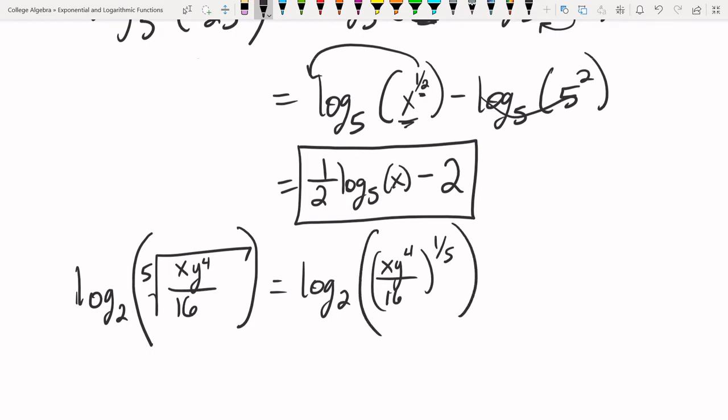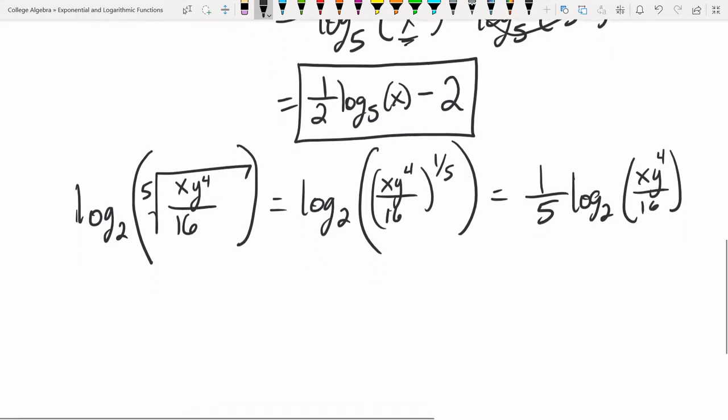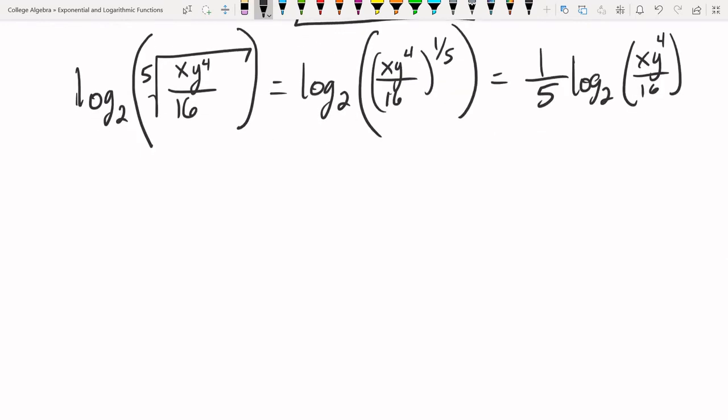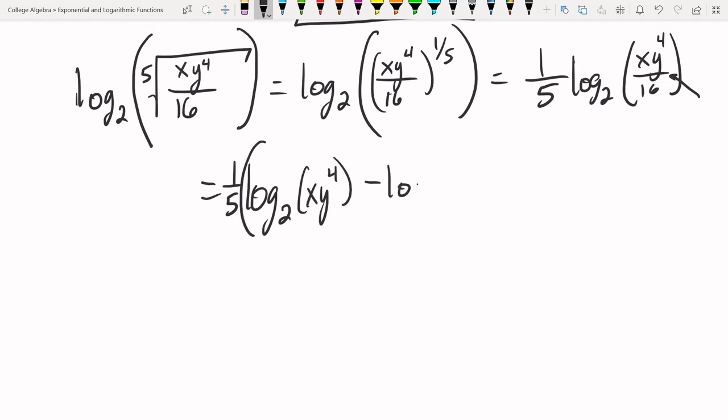Now, the 1/5 is on the inside of the logarithm, and it's a power of everything on the inside. That means I can move it out in front, giving me 1/5 log base 2 of xy to the 4th over 16. Now, I see there's a division here. I can open that up. Important to note that 1/5 is multiplying everything here. It's going to be the top minus the bottom.